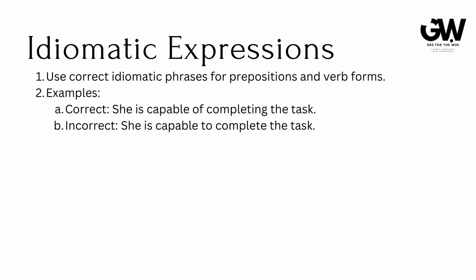In this task, you must use correct idiomatic phrases for prepositions and verb forms. For example, the adjective capable is followed by of and a gerund. Therefore, using an infinitive form such as "to complete" is a wrong choice. Now let us see the sample questions for this material.